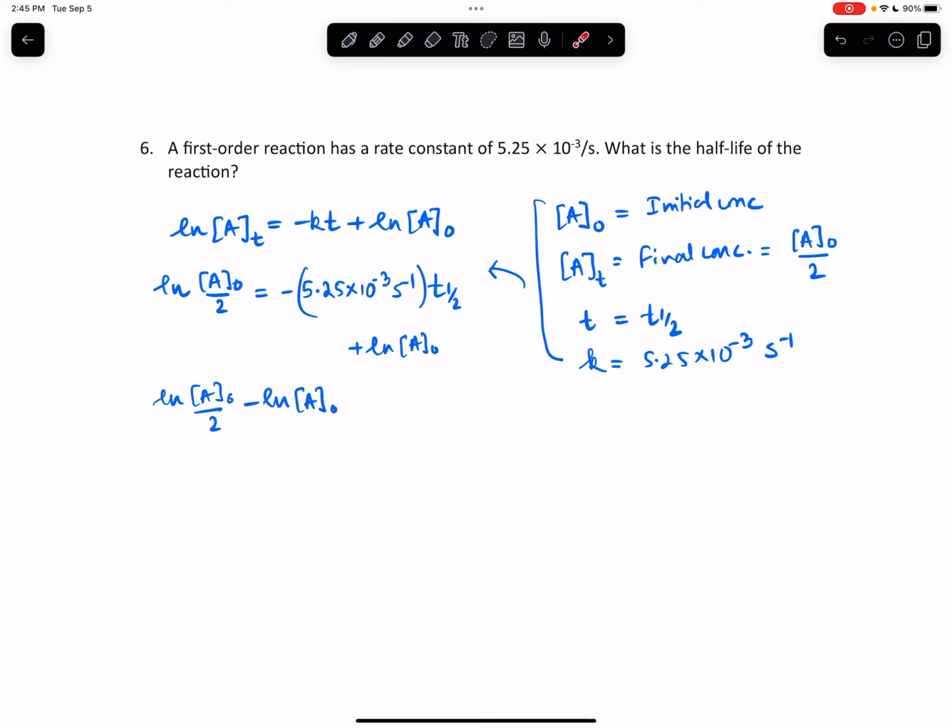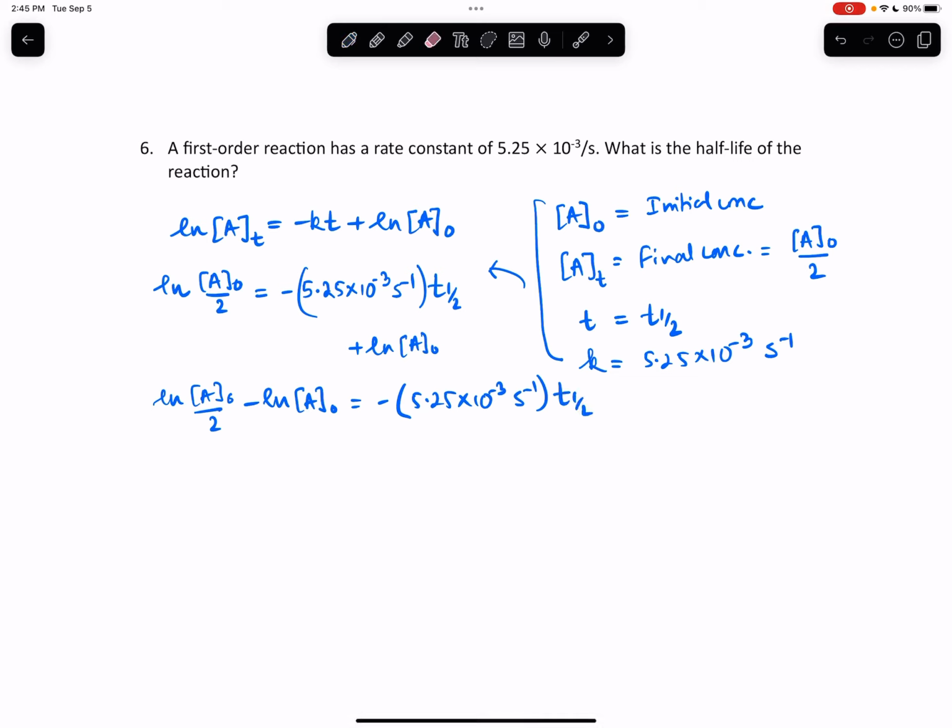Okay, now be very careful. When you have something like this, don't be in a hurry to just think that this is like 1/2 minus 1 and then write the answer as negative 1/2, because logs work a little differently. So we want to use the rules of logarithms to evaluate that, okay? So let's go ahead and write the rest of this part out first, and then we'll show you how to evaluate that. So minus 5.25 times 10 to the negative 3 per second times t 1/2.